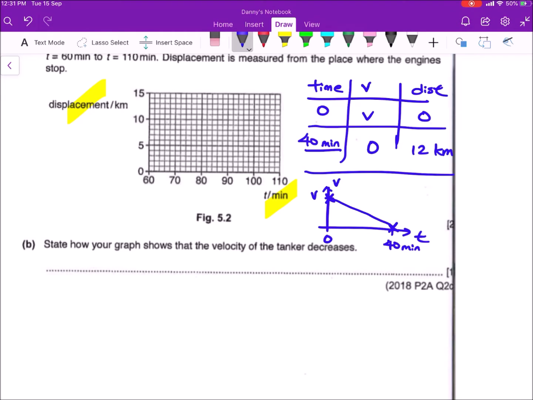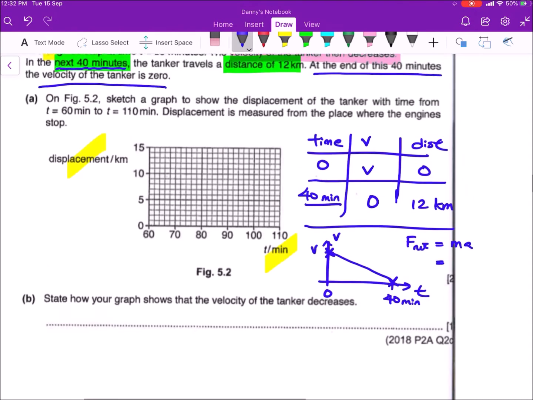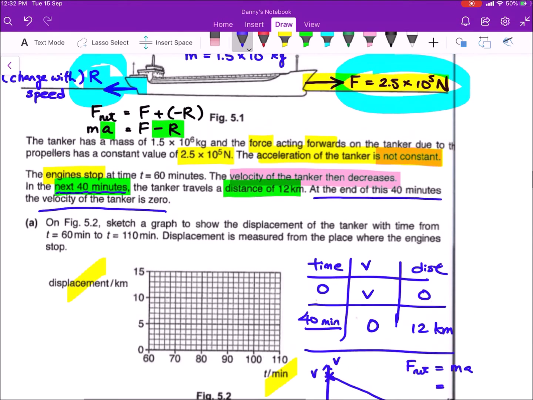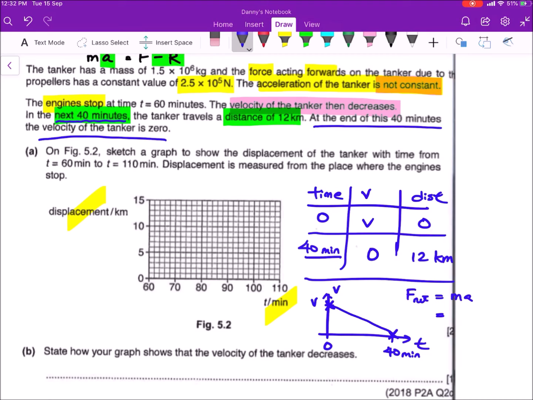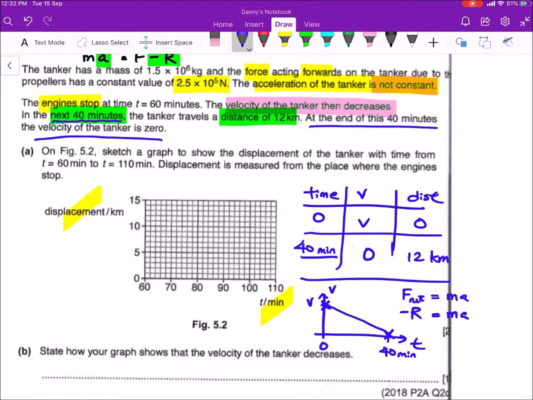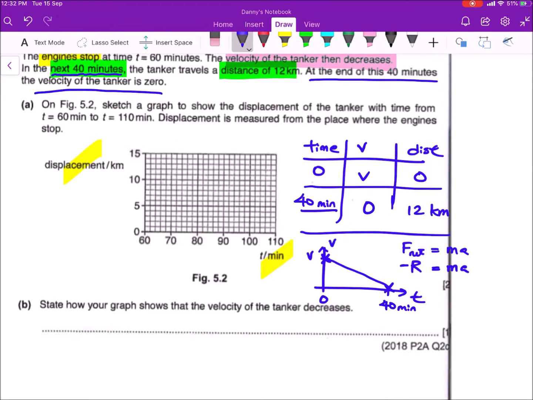I do not know. But what I know is that F net is given by MA, and since my forward force, this F, has been cut off because the engine is turned off, then the only force acting on it is minus R, my drag force, my resistive force, which is in the other direction. So MA is equal to minus R, and we know that this R is changing with speed. Because the tanker is slowing down, I would expect the R to be dropping. So on the left hand side, if R is dropping, then my acceleration must also be dropping.